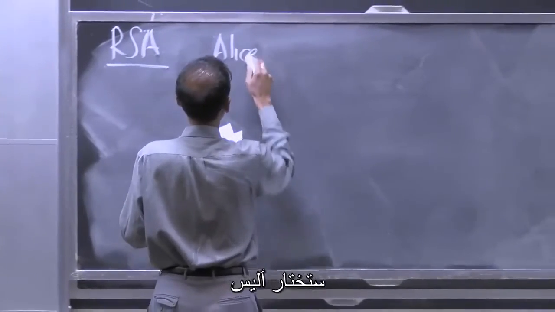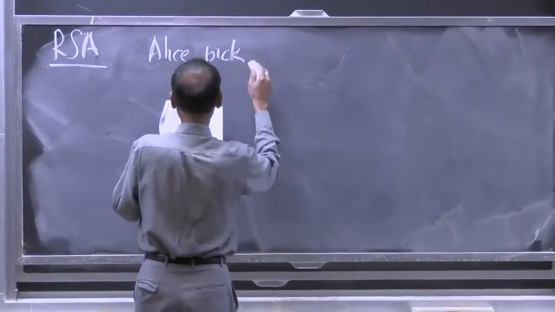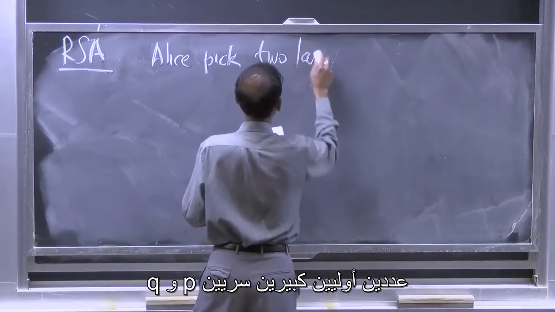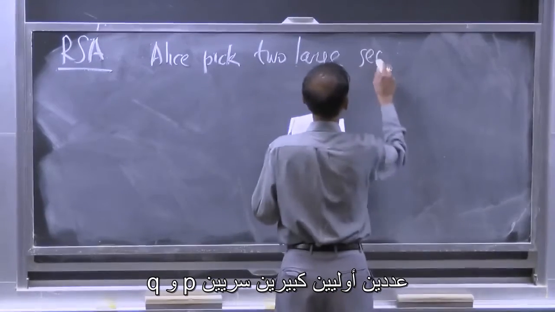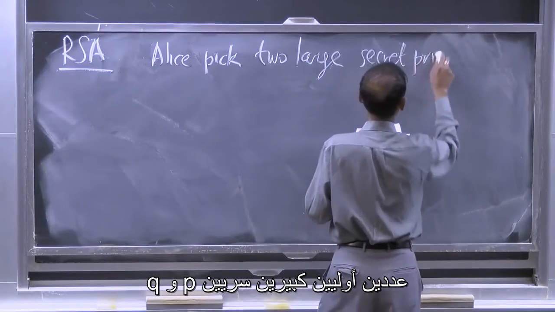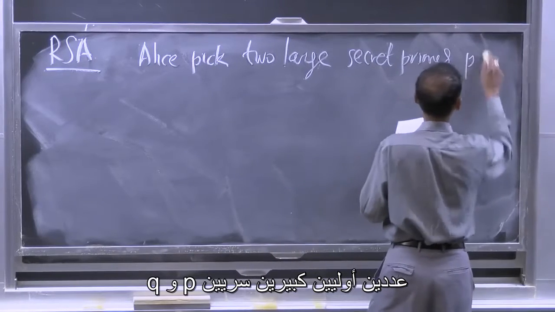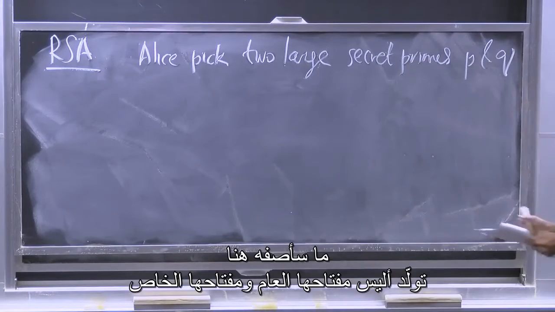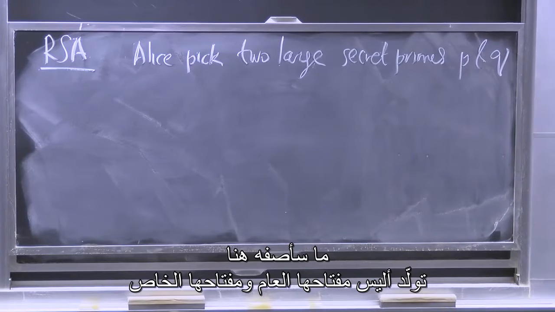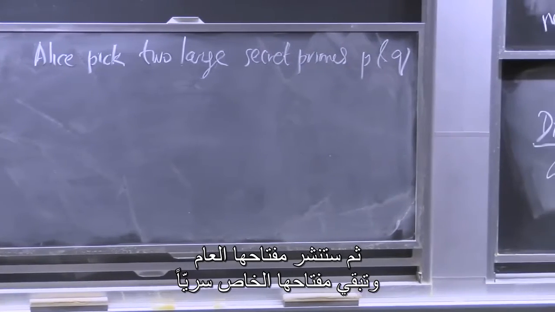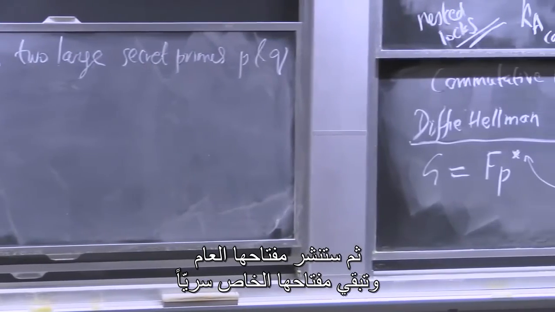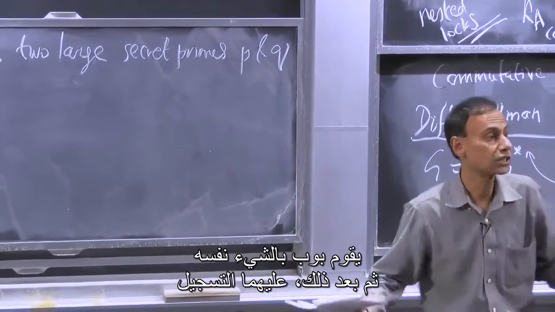Alice is going to pick two large secret primes, P and Q. So what I'm going to describe here are Alice generating her public key and her private key. She's going to then publish her public key and keep her private key secret. Bob does the same thing.